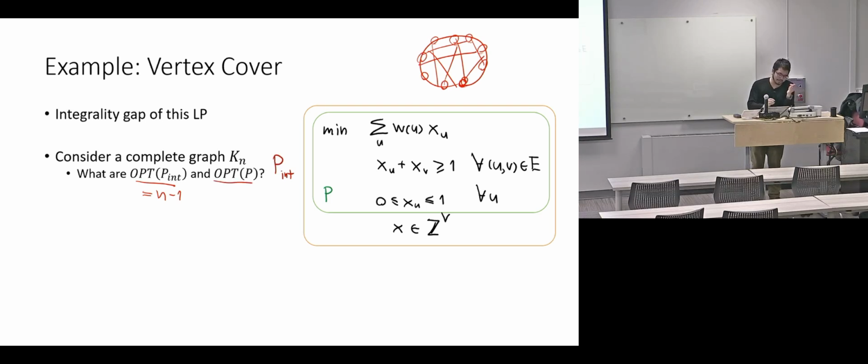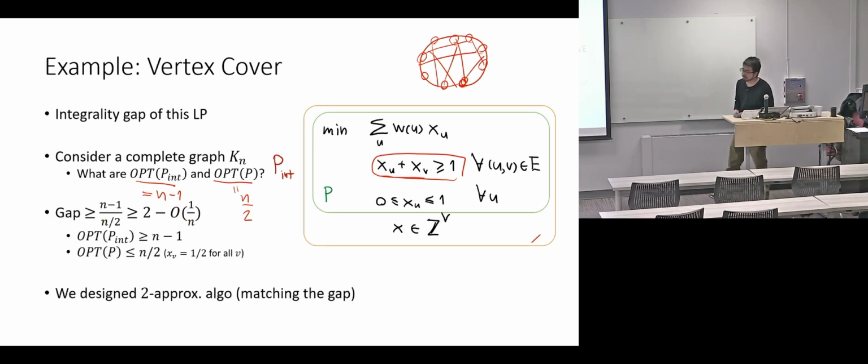How about the fractional one? Everybody's a half. Exactly. Just set everyone to be 1/2. Then everything here is certified. So this is actually n over 2. So you see that the gap here is basically 2. So you see that you cannot hope to get better than a 2 approximation based on this LP.